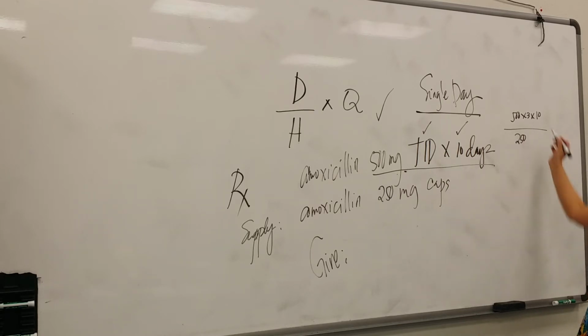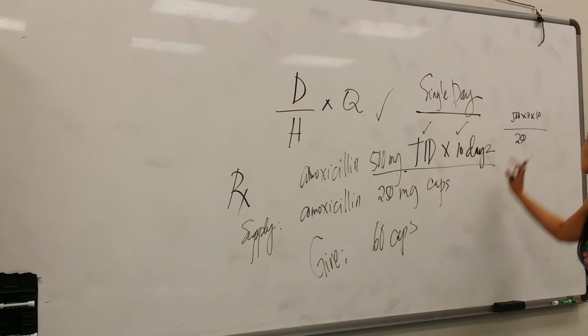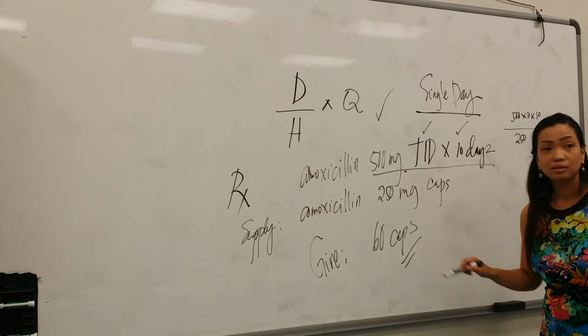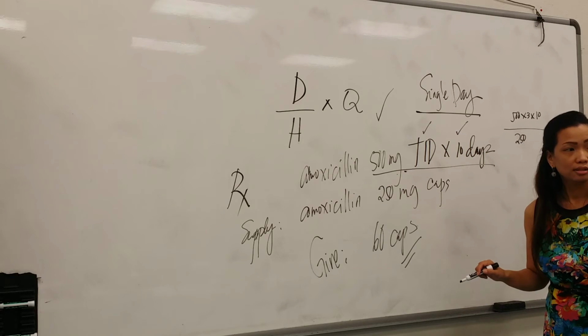So 1500 divided by 250. No, 15,000 divided by 250 would be 60. How much? 60. 60 caps. I'm banking on you guys. So 500 times 3 is 1500, times 10 is 15,000, divided by 250 is 60. 60 caps, quantity to be dispensed. Is that clear?